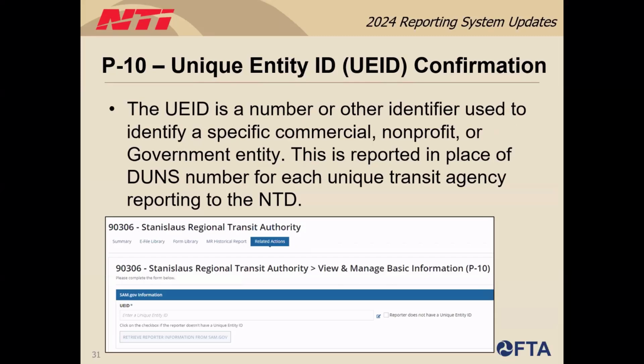In your Agency Profile P10 form, each agency is asked to enter their unique entity identifier, or UEID. The UEID is a number or other identifier used to identify a specific commercial, nonprofit, or government entity. This is now reported in place of a DUNS number for each unique transit agency reporting to the NTD. Each agency should have a unique entity identifier listed.